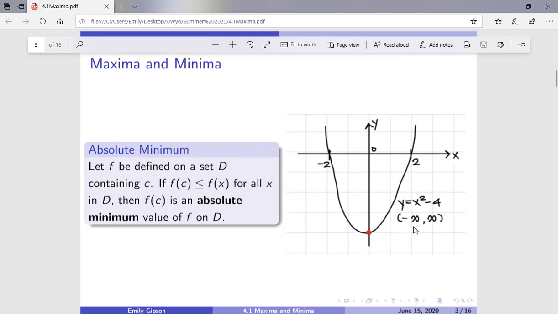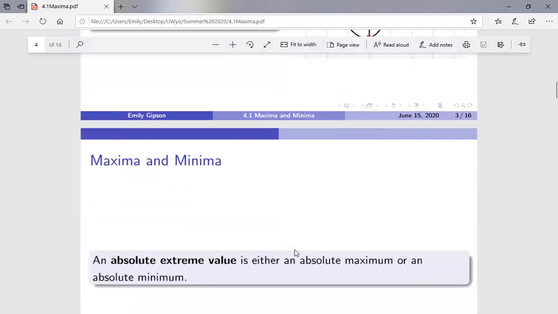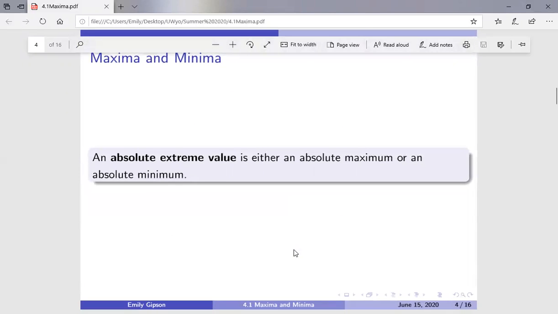Our interval is negative infinity to positive infinity, but it doesn't always have to be the entire domain. It could be from 0 to 2, it could be from 0 to 1, and then we would have different values for our minimum. So an absolute extreme value is either an absolute maximum or an absolute minimum. So if I ask you to find the absolute extreme values, I need you to find both the absolute maximum and the absolute minimum. I want both of those.